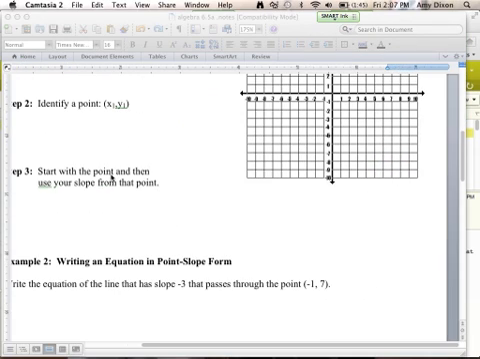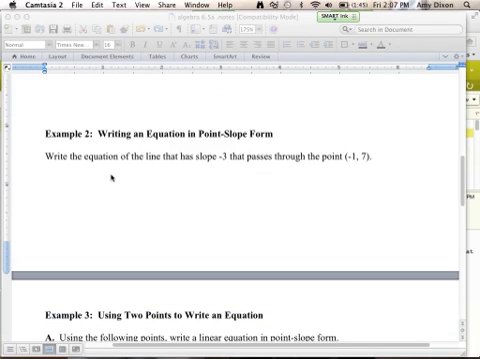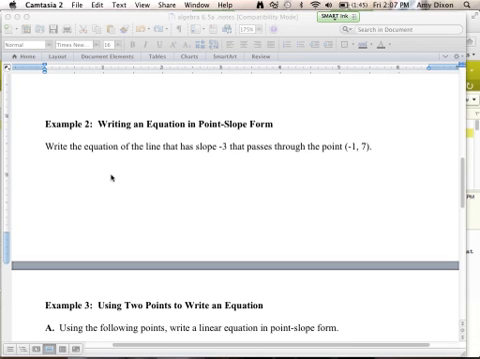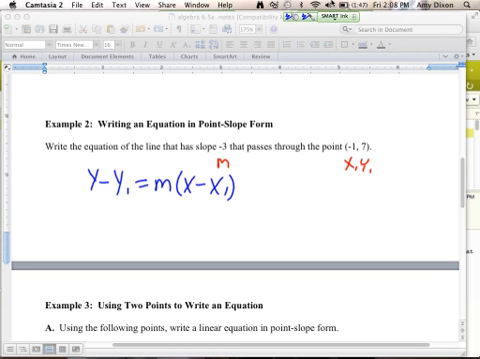All right, we can also write an equation. We don't always just have to graph, but sometimes you'll be asked to actually write an equation. We want to write the equation of a line that has a slope of -3 and passes through the point -1, 7. So they give us a slope, which is m. They give us a point, which is x1 and y1. All right, we're going to plug that into the equation: y minus y1 equals m parentheses x minus x1. So we're just going to plug these values into our equation.